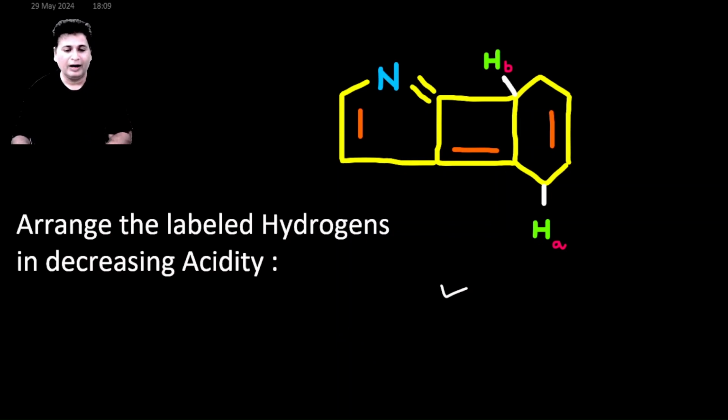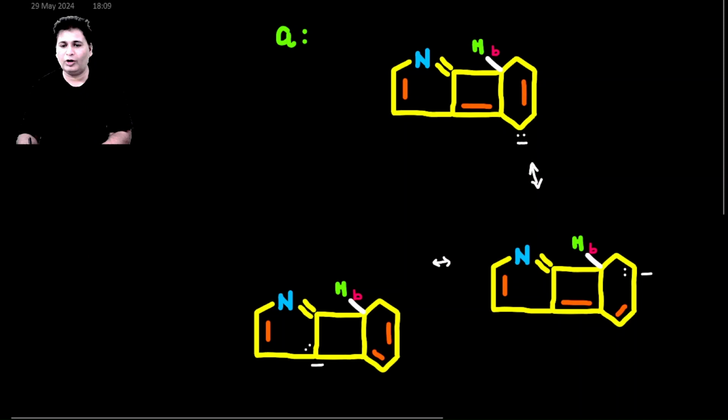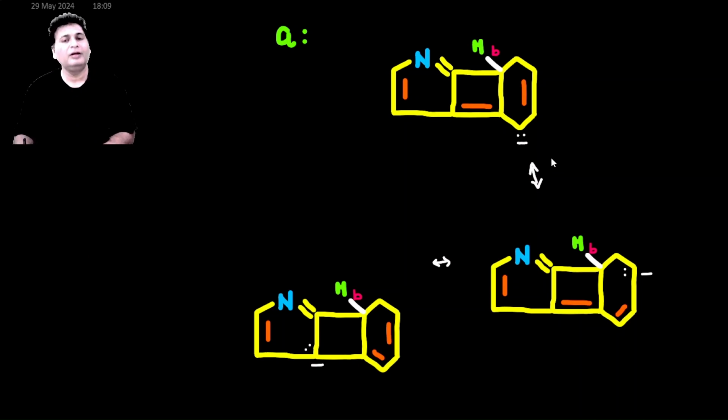So we will take up the A case first. As you all can see on your screen, I have taken the hydrogen number A out, and as I took it off, it leaves a minus charge on this particular carbon. And as you can see, this minus charge is in conjugation. How is it in conjugation? Let us try to understand.